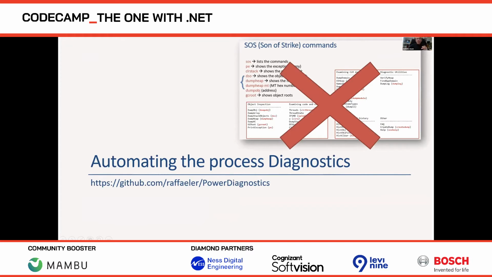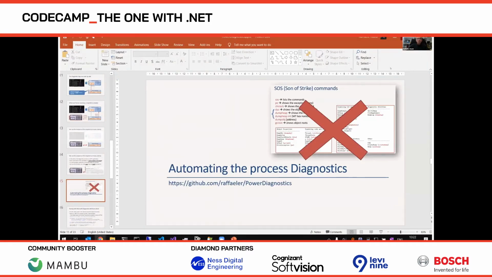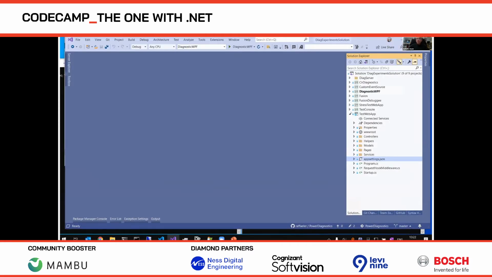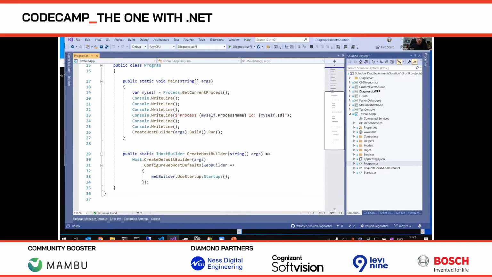And so instead of typing SOS commands that you can see here, I gave this slide a long time ago in one of my sessions, I want to show you what is inside this repository, and let's go straight to the code. So this is the solution, and we have the test web application. This is the production website. Of course, there is the program here. I just print the process ID.